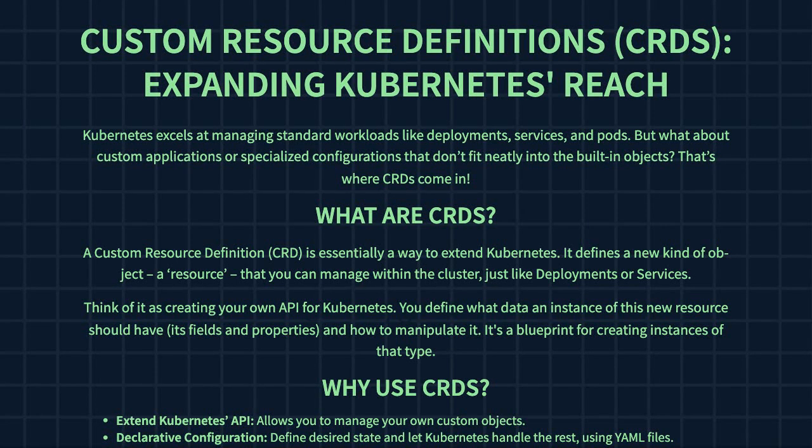Okay, so Kubernetes is fantastic at managing things like regular deployments and services, the standard stuff. But what happens when you have a really unique application or a specific configuration that isn't covered by those built-in objects? That's where custom resource definitions come in. They're basically like adding your own extensions to Kubernetes, allowing you to define and manage entirely new types of resources. Think of it as creating your own API for Kubernetes. You tell it what information these new resources should have, and then you can start managing them just like any other Kubernetes object. This is super important because it lets us build more complex automated management systems using something called operators.